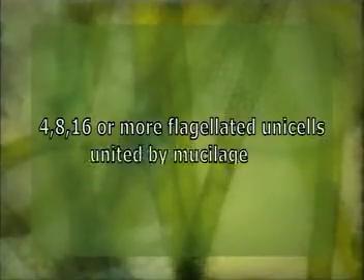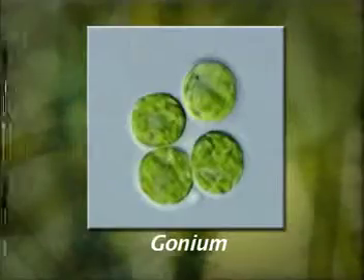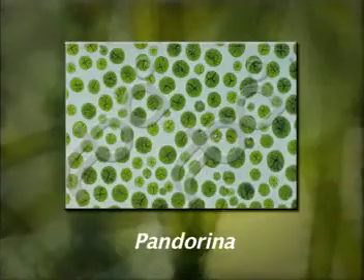Motile colonial forms: when a definite number of flagellate unicells unite together, they form a motile colony. It may consist of 4, 8, 16 or more flagellated unicells united by mucilage. All the cells of a colony are physiologically independent, and each resembles Chlamydomonas and behaves as one unit. If the cells in a colony are definite in number and arrangement and have an anterior-posterior polarity, the colony is called a coenobium. For example, Gonium, Volvox, and Pandorina.